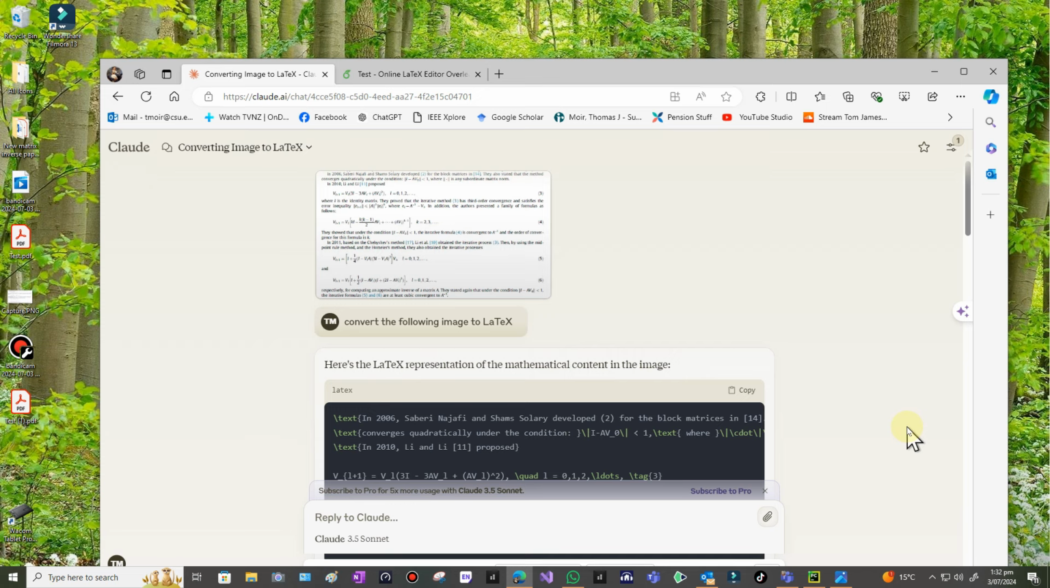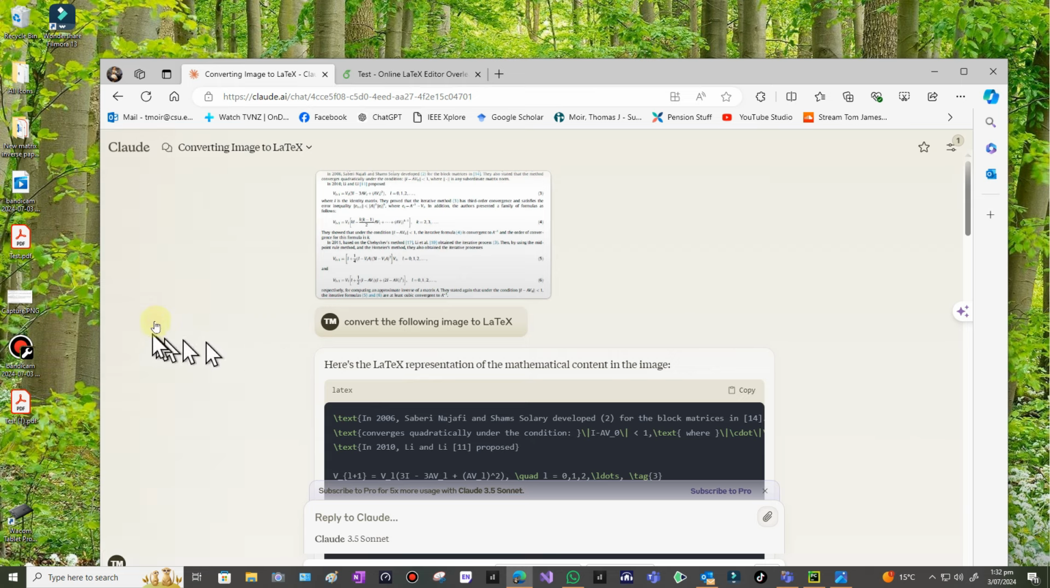Welcome back. Today I'm going to be looking at how to convert an image file which has got mathematics on it into LaTeX using AI. It just dawned on me maybe it could do this. I had no idea. I hadn't read whether it could do it or not.